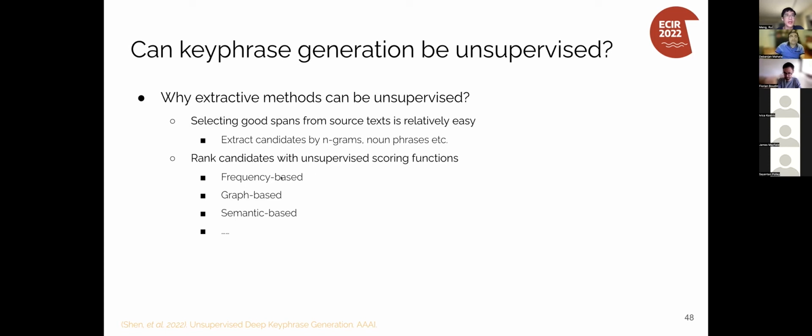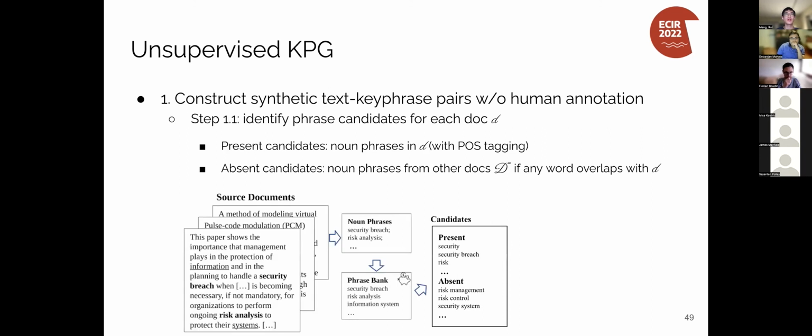And what's next? We can just use some heuristics, unsupervised scoring functions such as frequency, like TF-IDF, and graph-based features to rank those candidates. So you can see both steps, they don't need supervision. So can we do something similar for training a generation model?